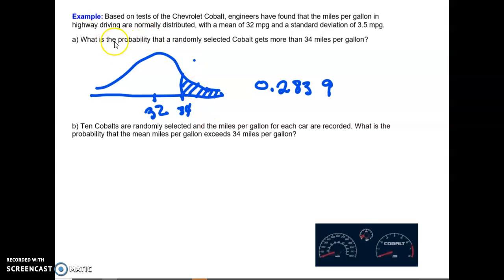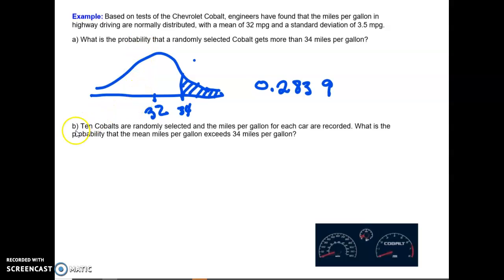Now, if we pay attention to this problem, we notice again that it had no sample size in it, okay? Now, let's see what happens when we actually introduce a sample size to this. In the last problem, we were selecting one single Cobalt. In the second part of the problem, we're selecting 10 Cobalts instead of one.